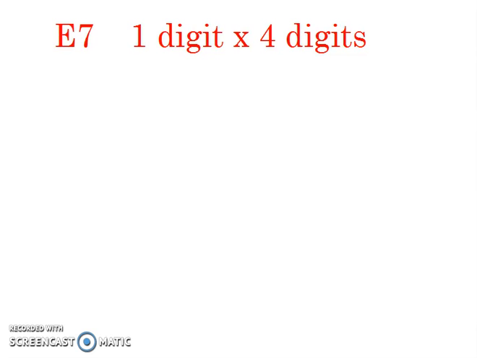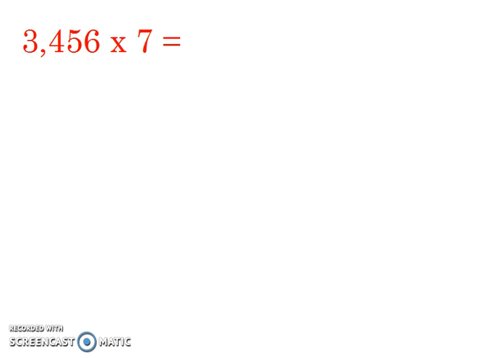This video is to show you how to multiply a 1-digit times a 4-digit number. So the first way I'm going to go for is the lattice. Lattice has been around for thousands of years. I have a 4-digit number, so I'm going to need to make 4 boxes.